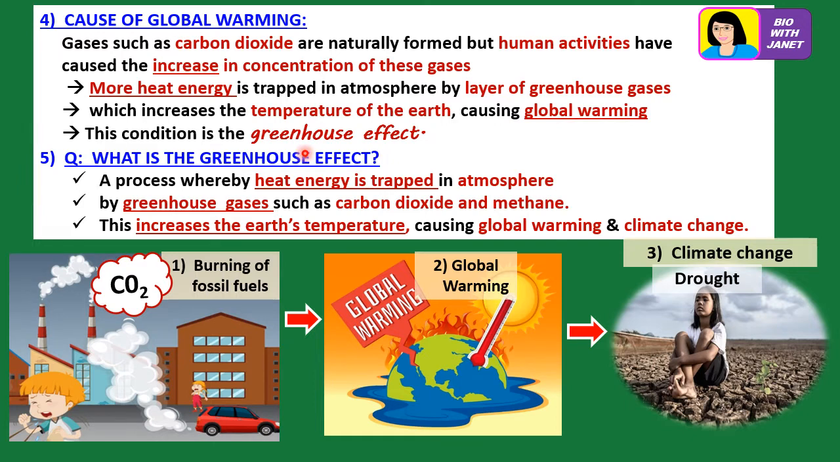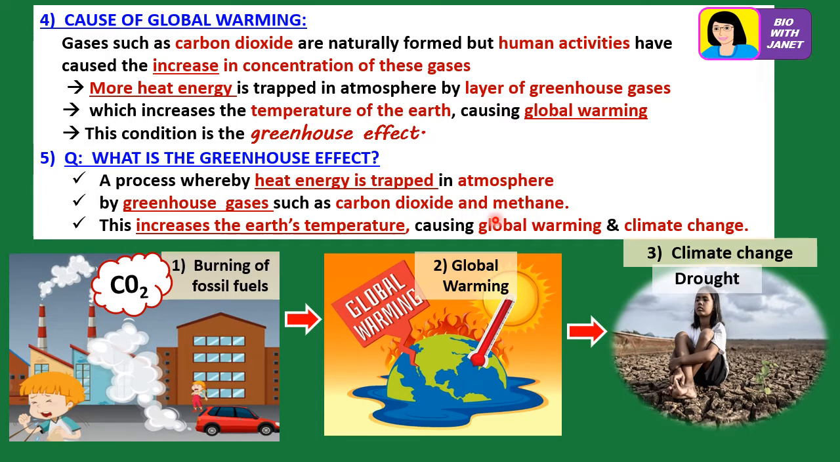Okay, and this condition is called the greenhouse effect, right? So greenhouse effect leads to the global warming that leads to climate change, right? Now, if it comes out in the structured question, what is the greenhouse effect? Maybe 3 marks. Then you can summarize it as a process whereby heat energy is trapped in the atmosphere by what? By greenhouse gases. And give examples, carbon dioxide, methane.